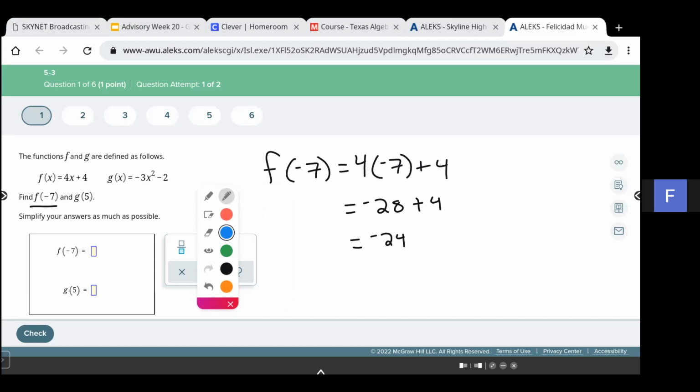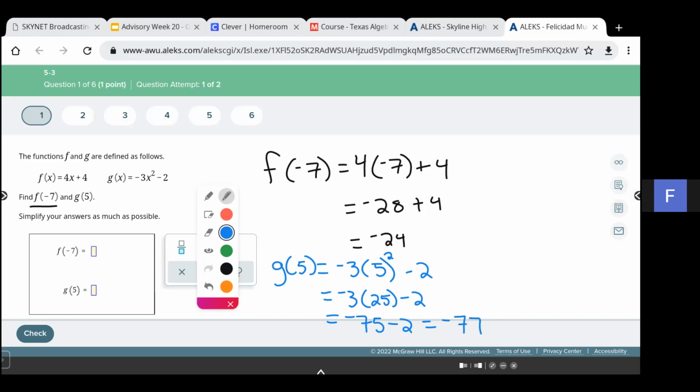I'm going to do the exact same thing for g of 5. Plug in 5 into the g function. So g of 5 is -3, and I'm only replacing the x, not the exponent as well. So -3 times 5 squared minus 2, and I'm going to simplify, so keep my -3. 5 squared is 25 minus 2. -3 times 25 is -75 minus 2, which is equal to -77.